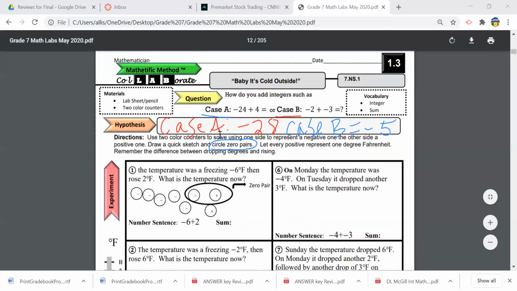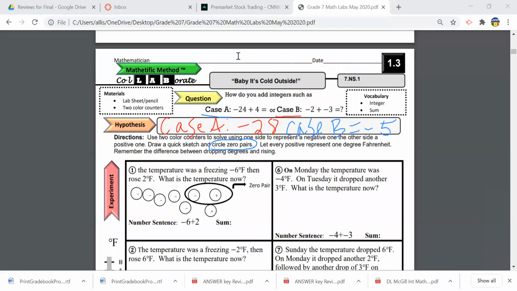It says the temperature was a freezing -6 degrees Fahrenheit and then rose 2 degrees Fahrenheit. What is the temperature now? So as you can see, there are 6 negatives because it's currently -6. So there's 1, 2, 3, 4, 5, 6. And then it says it rose 2. So it added 2 degrees. So these 2 are positive.